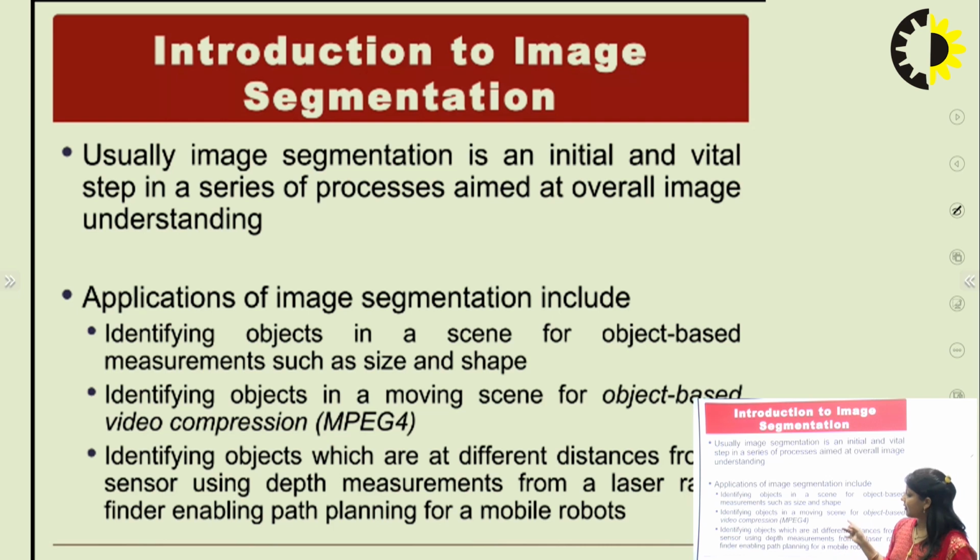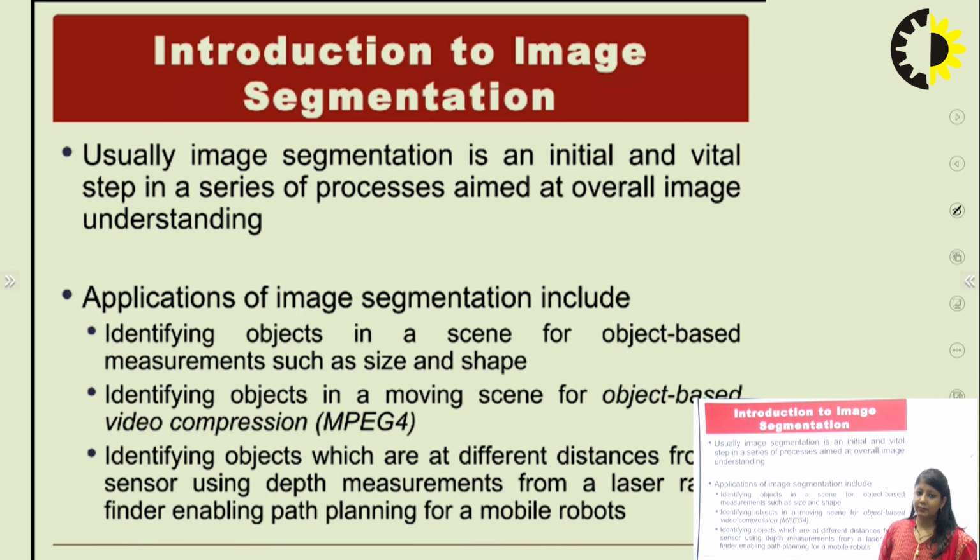So this is the similarity based segmentation. We have two applications of segmentation: identifying the object in a scene for object based measurements such as size and shape. I already told the example of the car parking system. In a moving scene we can identify the object for object based video compression, and identify the objects which are at different distances from the sensor using depth measurement.